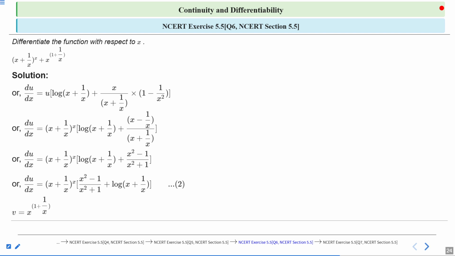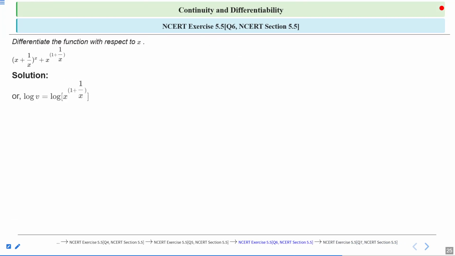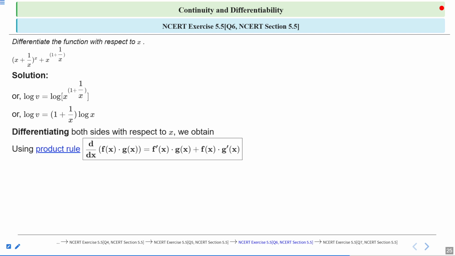Now v is equal to x^(1 + 1/x), right? So log v will be equal to log x^(1 + 1/x), or log v will be equal to (1 + 1/x) log x, right? Now differentiating both sides with respect to x, we obtain, using the product rule d/dx of f(x)g(x) is equal to f'(x)g(x) plus f(x)g'(x), 1/v dv/dx is equal to d/dx of (1 + 1/x) into log x plus (1 + 1/x) into d/dx of log x, right?